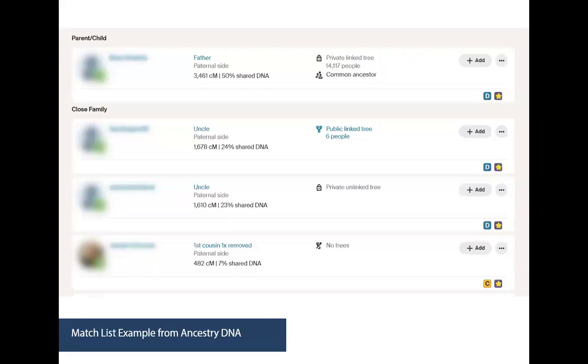So here's a match list example from Ancestry DNA, where I had my father that tested, I had some uncles and some other cousins that have shared. On each of them, you can see the estimated relationship, what side of the family it came from that I've labeled, and how many centimorgans were shared. So for example, with my father, I show 3,461 centimorgans with 50% shared DNA. And then we get down to my uncle, where I get about 24% shared DNA with just under 1,700 centimorgans.